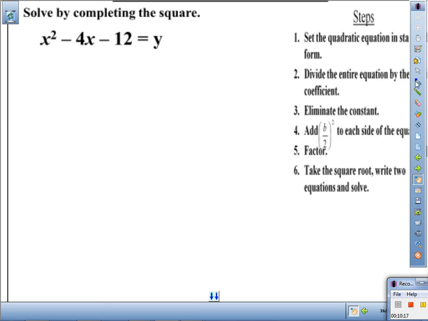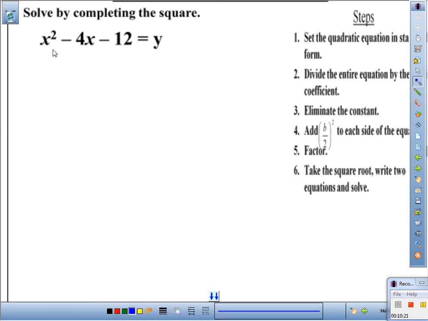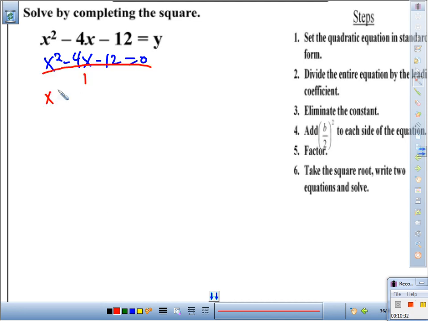All right, here goes example 1Q. Step 1, I'm pretty sure everybody did x squared minus 4x minus 12 equals 0. Step 2, divide by 1, x squared minus 4x minus 12 equals 0. Step 3, eliminate the constant. Add 12, add 12. We end up with x squared minus 4x, leave a space, equals 12.